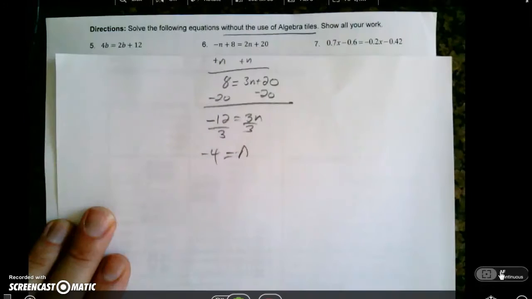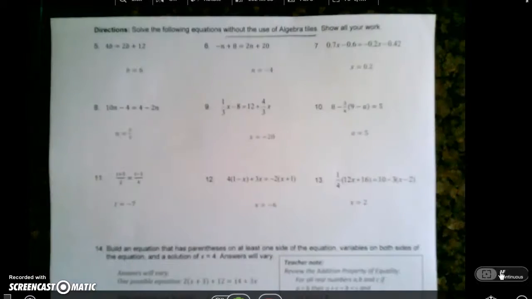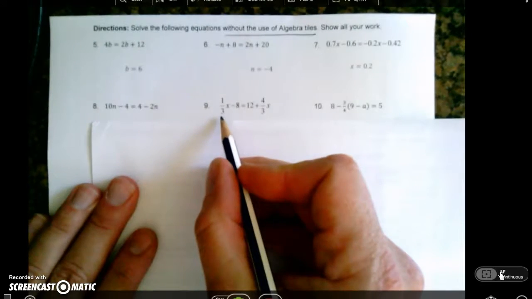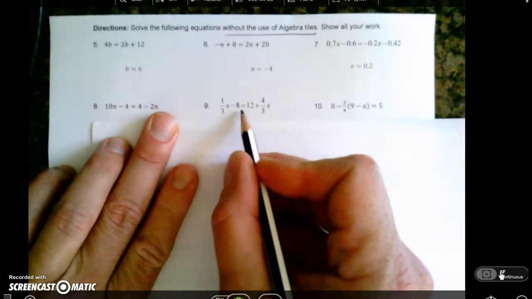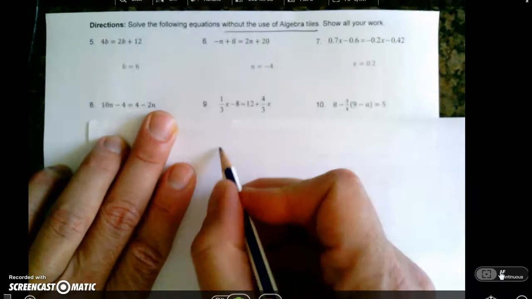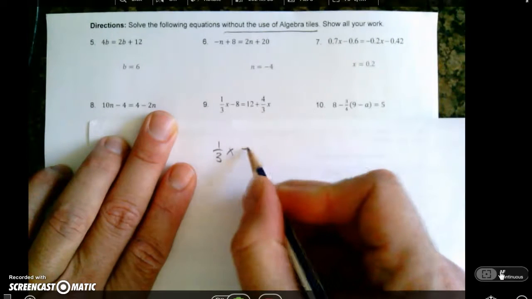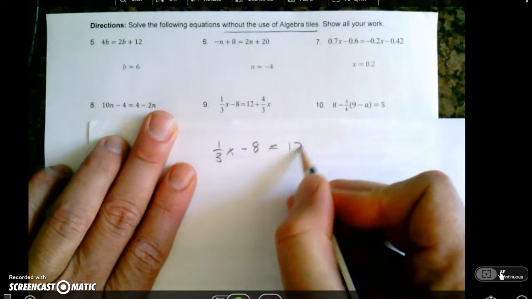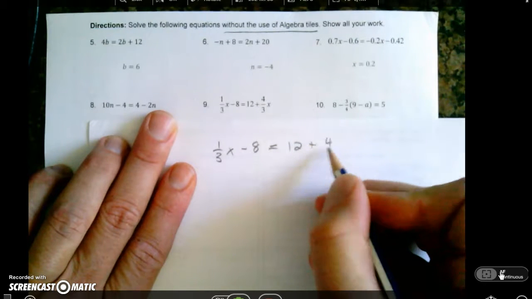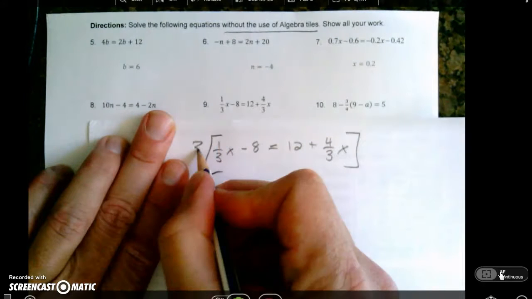Okay, let's go ahead and try one that looks scary just because it has fractions in it. 1/3, negative 8, 12, and 4/3. Clearly the LCD of all these is 3. So if I rewrite this, I kind of spread it out a little bit because I'm going to show you that we're going to multiply everything by the LCD of 3. 3 over 1. You're distributing this.